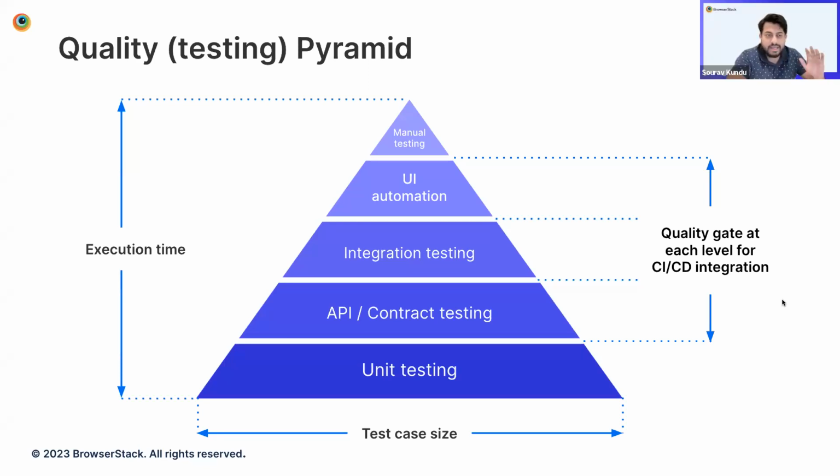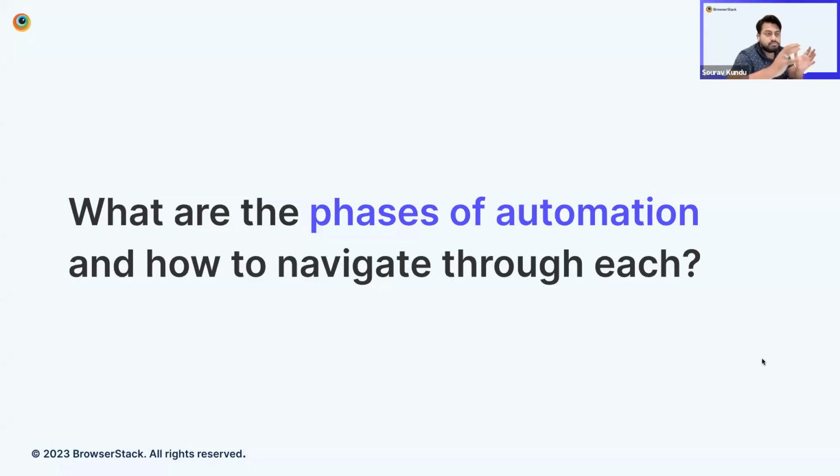Right. But if I were to ask you, what are the phases of automation? Like you mentioned that there's a pyramid, right? How do you really navigate through these phases? Like, where do you start and how do you proceed?